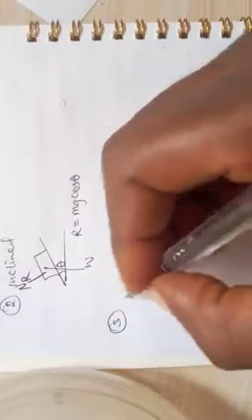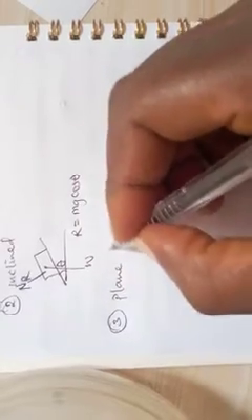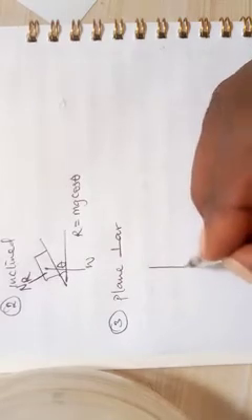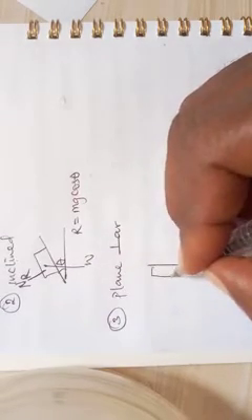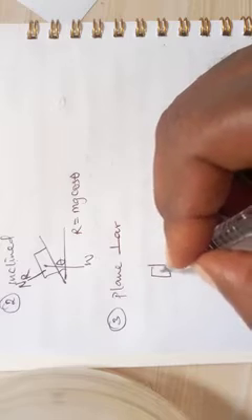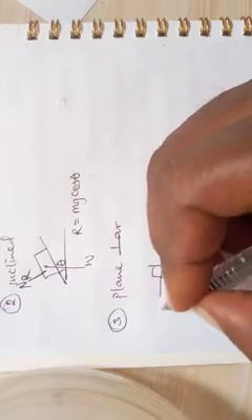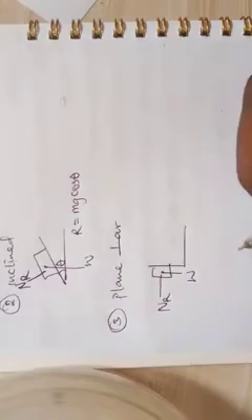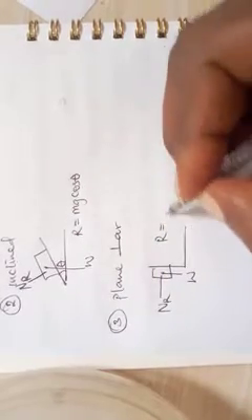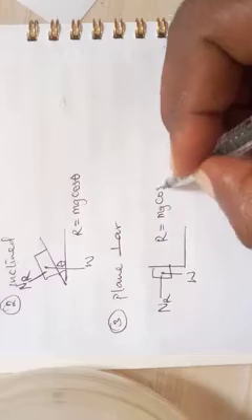The third scenario is if the plane is perpendicular. If it is perpendicular, we have something this way. Then if this is the load, the weight of this goes like this and the normal is like this. So R is equal to mg cos theta.